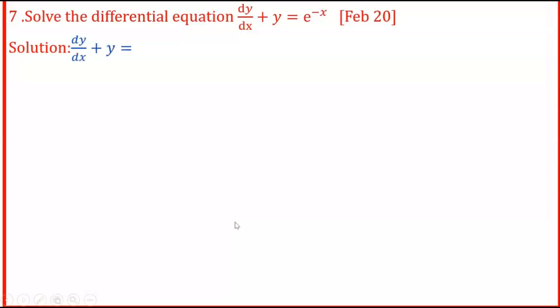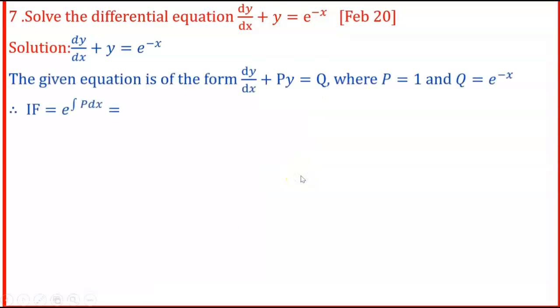Now next, solve the differential equation dy by dx plus y is equal to e raised to minus x. Now again, this equation is of the form dy by dx plus Py is equal to Q. After comparing, the value of P is 1, Q is e raised to minus x. What is the integrating factor?